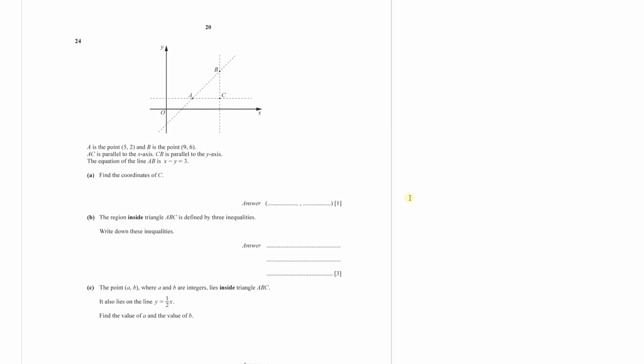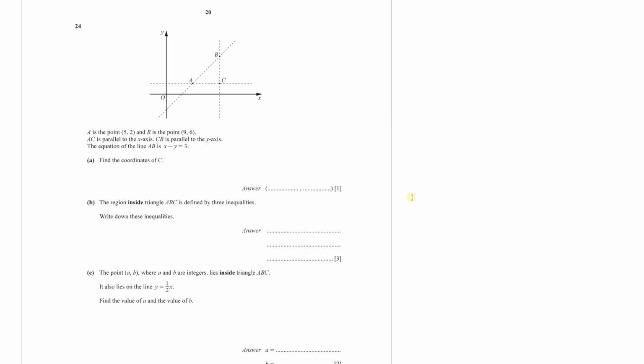Let's move on to question number 24. A is the point 5, 2. So A is 5, 2, and B is 9, 6. AC is parallel to the x-axis and CB is parallel to the y-axis. The equation of the line AB, this line here, is x minus y equals c. Find the coordinates of C.